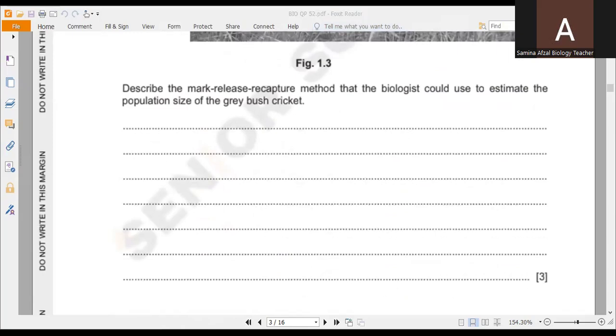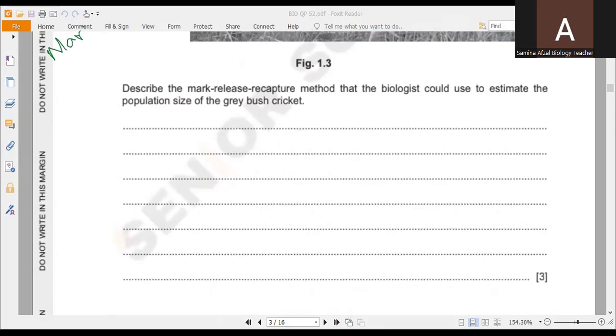You have to just write a scientific method which the biologist used to estimate the population size of the different organisms. But here in this case, they are estimating the population size of the gray bush cricket. This is a very important method which consists of a few steps. First of all, they mark the organisms.